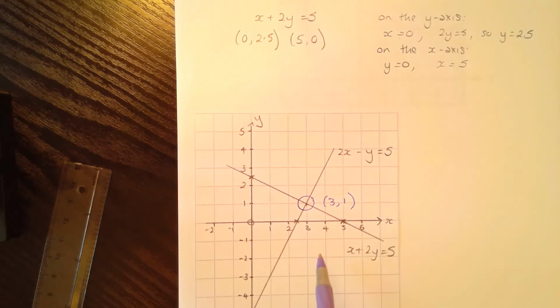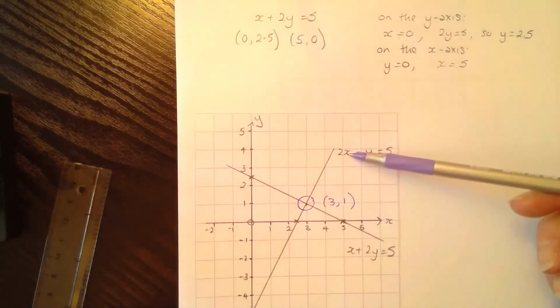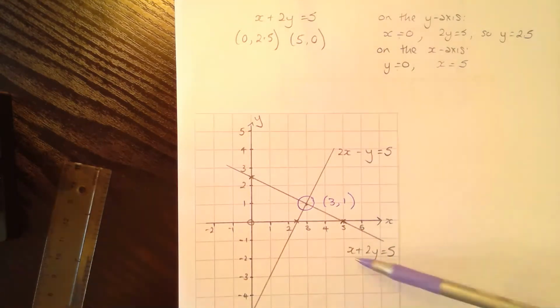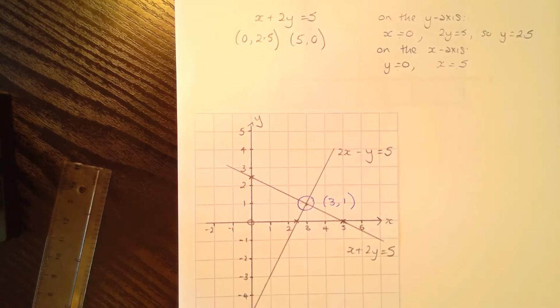Which means that x is equal to 3 and y is equal to 1 satisfy both those equations. 2 lots of 3 is 6, take away 1 is 5, and 3 plus 2 lots of 1 is 5. So it works for both equations. And if that's the case, then that point of intersection is the same as the solution to the simultaneous equations 2x minus y equals 5 and x plus 2y equals 5. So you can find the solutions to a pair of simultaneous equations by drawing them and finding the point of intersection. That's great when the point of intersection happens to be on a grid line, but sometimes the algebraic version is better.